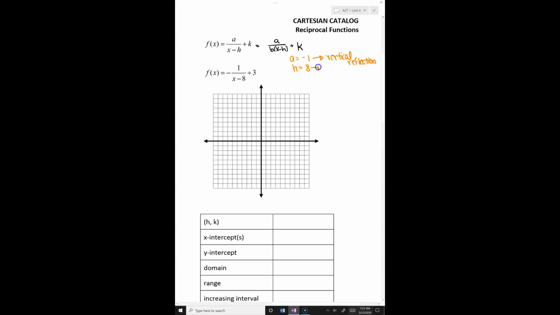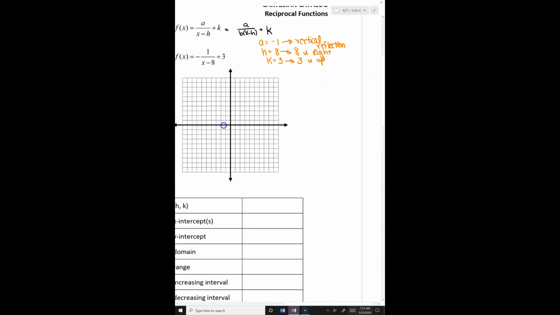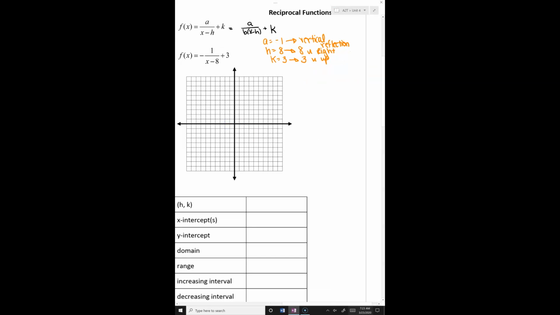H is 8, so we'll go 8 units right, and k is 3. So we'll go 3 units up. Okay, setting up our transformation chart. If b is 1, then we're just going to have x plus 8 and negative y plus 3.